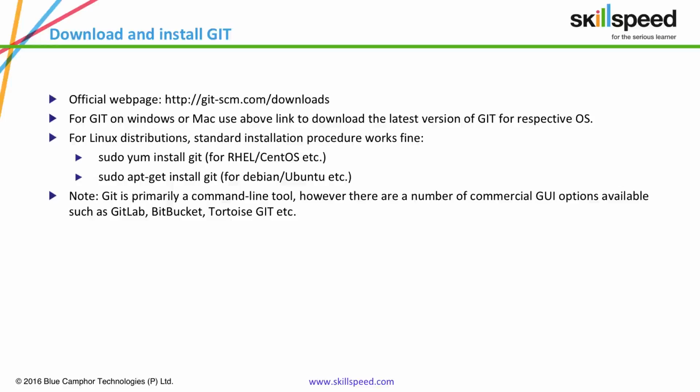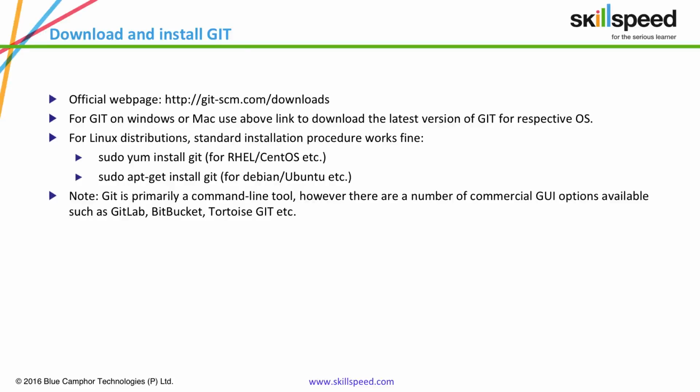For Git on Windows or Mac, you can use the above link to download the latest version of Git for the respective operating system. In case of Linux distributions, you can simply use the standard installation procedure. For example, for Red Hat, you can use sudo yum install git, or for Ubuntu, you can use sudo apt-get install git. Right. So an important thing to remember is that Git is primarily a command line tool.